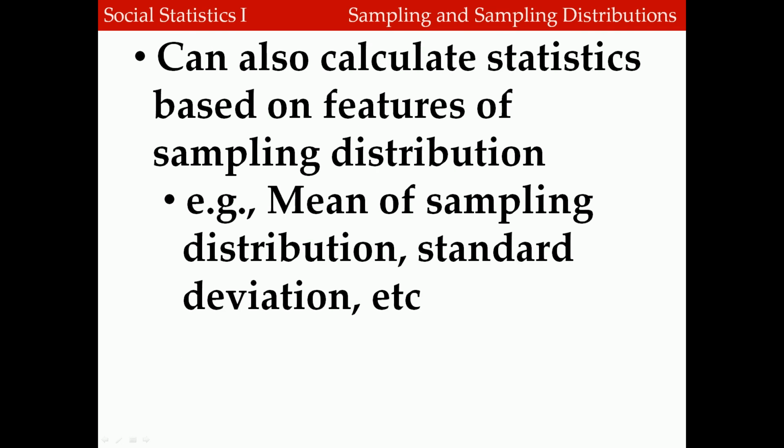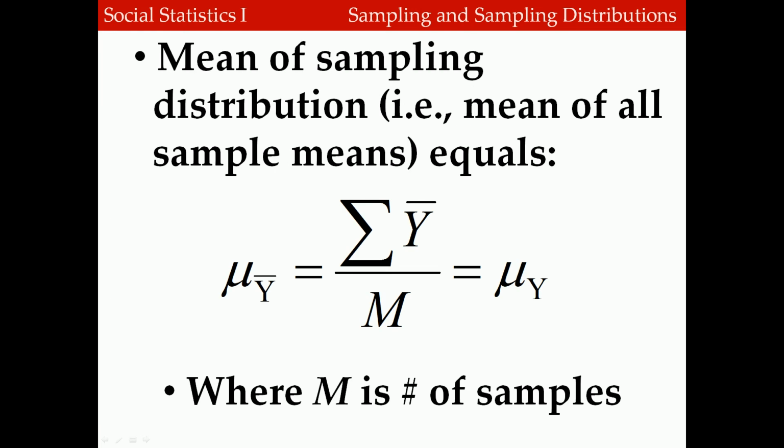We can also calculate statistics based on the features of the sampling distribution. So, for example, we can get the mean of the sampling distribution, or we can get the standard deviation, and so on. The mean of the sampling distribution is calculated by taking the sum of all the individual sample means across all permutations and then dividing it by the number of samples. In this case, I'm using mu sub y bar to represent the mean of the sampling distribution. It's calculated by taking the sum of all the values of the sample means, that is the sum of y bar, divided by m, which is the number of samples. And notice that that's equal to the true population mean, mu sub y.